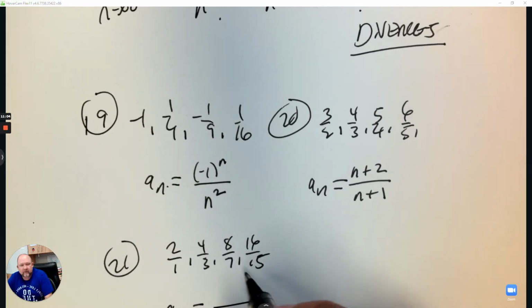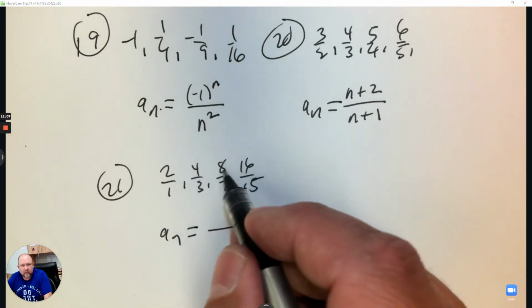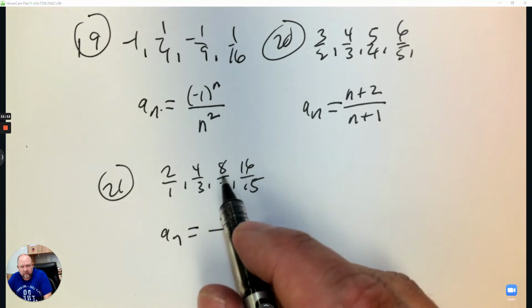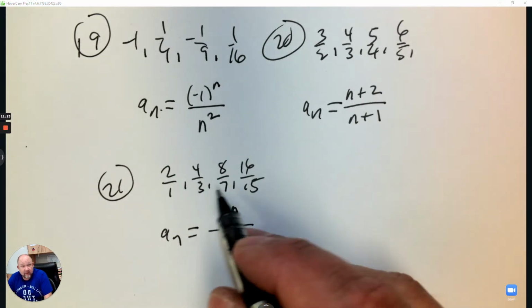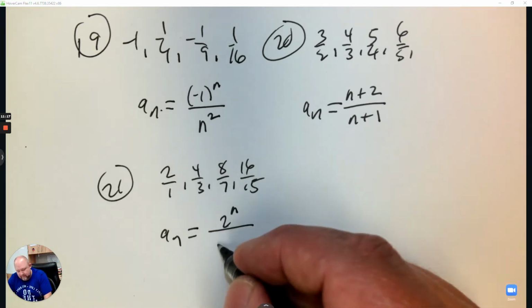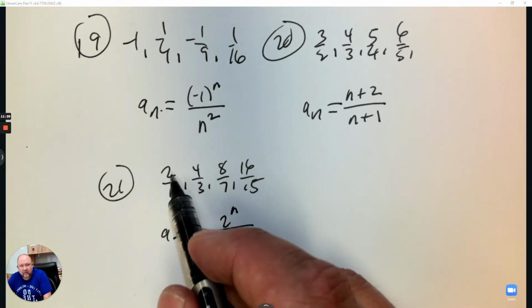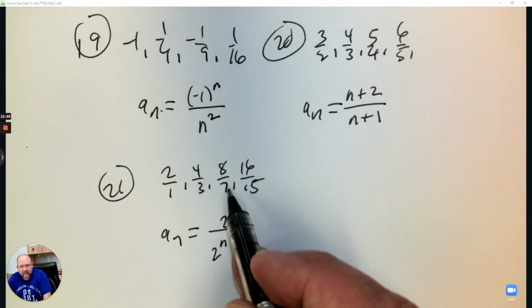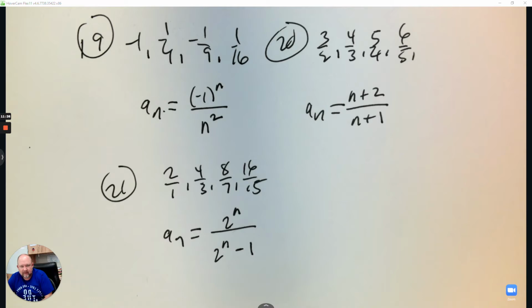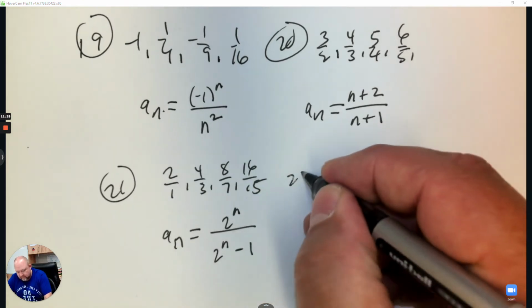So look at the numerator. 2, 4, 8, 16. That's an exponential. So that's 2 to the 1, 2 squared, 2 cubed, 2 to the 4. Look at the bottom, 1, 3, 7, 15. Notice how it's always 1 less, 1 less, 1 less, 1 less. So it's the same, but then you subtract 1. And now it's a rule that you could use.